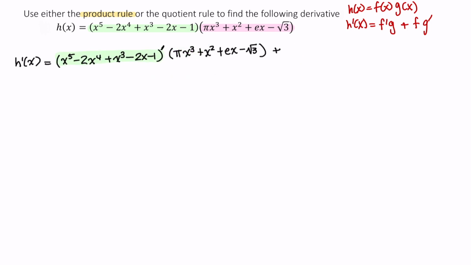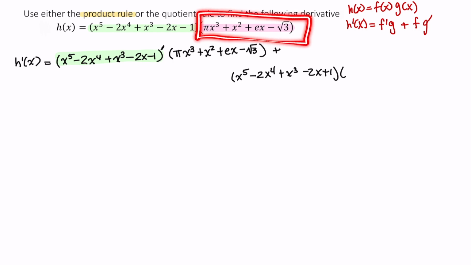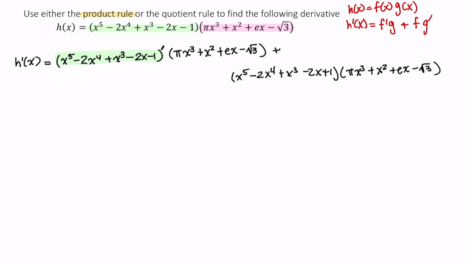Now I'm going to just write down the first part in green, so x to the fifth minus 2x to the fourth plus x cubed minus 2x plus 1. And I'm going to multiply that now by the derivative of this function here in pink. So pi x cubed plus x squared plus e times x minus the square root of 3. And I'm going to put a little prime symbol and of course highlight it in that baby pink.